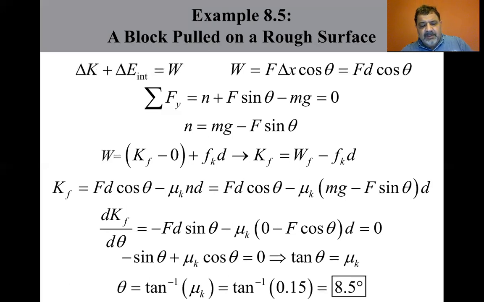Okay. Notice that the angle at which the speed of the block is a maximum is indeed not theta equals 0. When the angle exceeds 8.5 degrees, the horizontal component of the applied force is too small to be compensated by the reduced friction force, and the speed of the block begins to decrease from its maximum value.